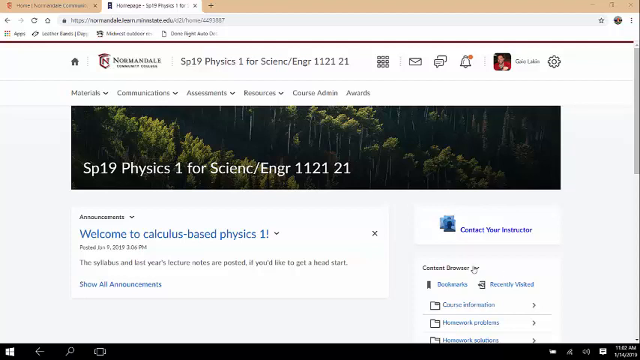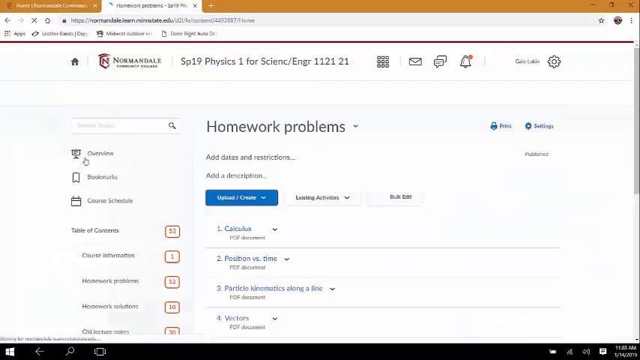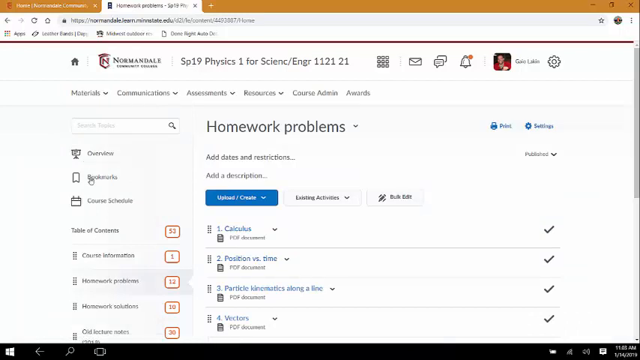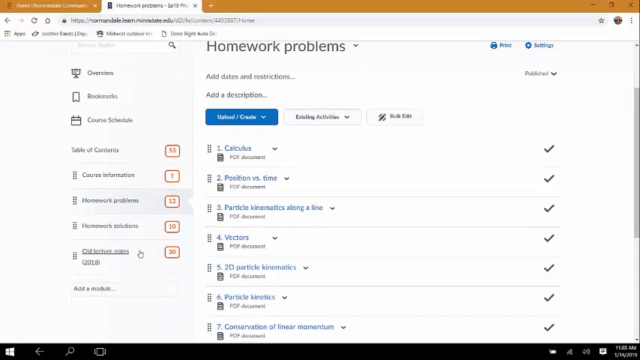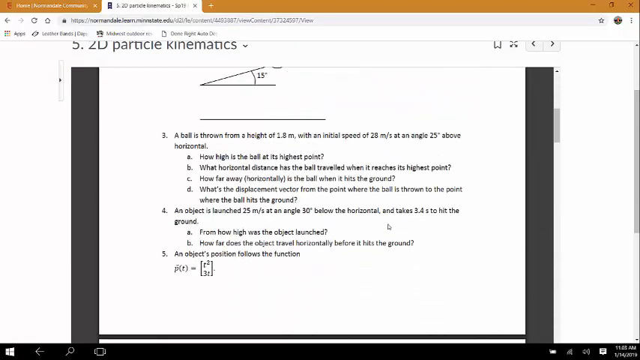The documents that you need for this class are pretty much all going to be under materials, content. You can see homework problems are up. Like I said, those will get changed as the semester goes on. There are solutions to selected homework problems. If you go to homework problems, these are all different topics. So let's say we go to 2D particle kinematics, and here are a bunch of the problems.